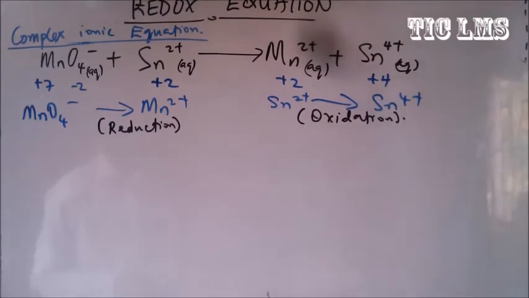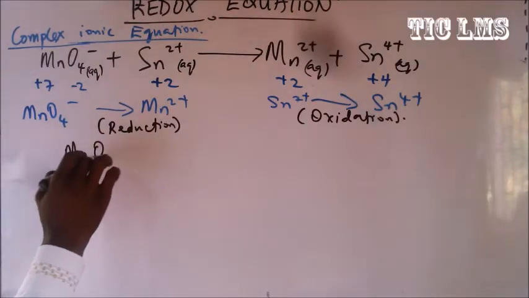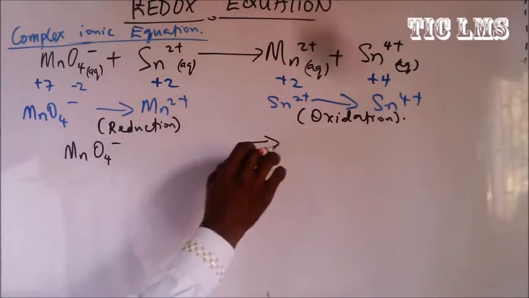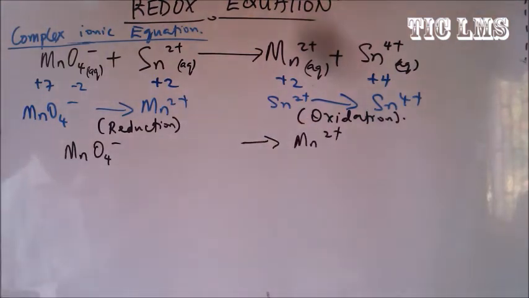The next step is to balance each half-cell. We are balancing the atoms as well as the charges. Now let us balance the reduction reaction first. For the reduction reaction, we have MnO4- becoming Mn2+. Now for us to balance it, it's going to require us adding H+ ion and water to the reactant and product respectively.